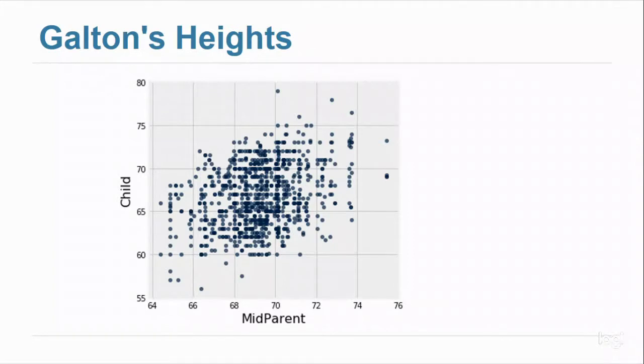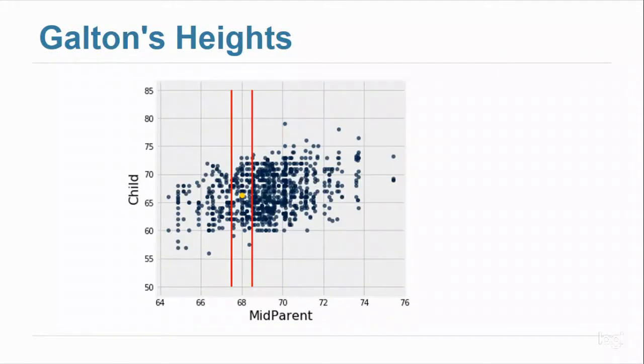Suppose we wanted to estimate the child's height for a 68-inch mid-parent height. What we could do is look to either side of 68, say by half an inch, and gather all the children born to parents whose mid-parent height is between 67.5 and 68.5. Those are similar parents to the parent of our child. And then we could average those children's values in this red strip to get the yellow prediction.